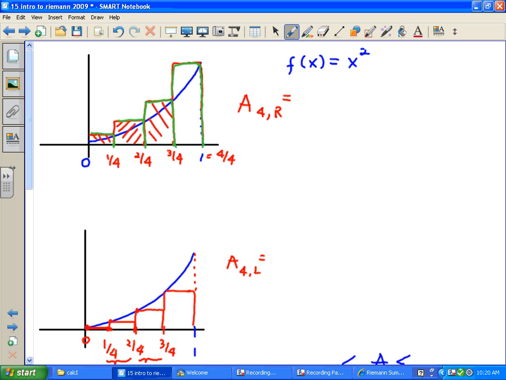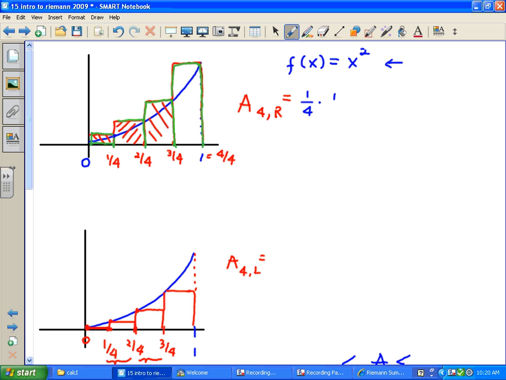Who can tell me the area of that very first rectangle there? This guy right here. What is the area of that very first rectangle? Again, rectangles are easy, right? Base times height. What is the base of that rectangle? Actually, every one of them has a base of 1/4, right? And what about the height of that rectangle? Remember, this function is f of x equals x squared function. So you plugged in 1/4 into the function to get the height. So what do you think the height will be there?